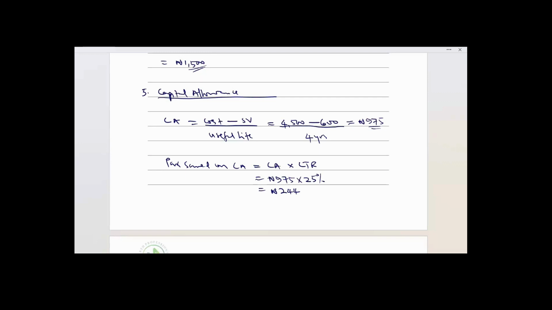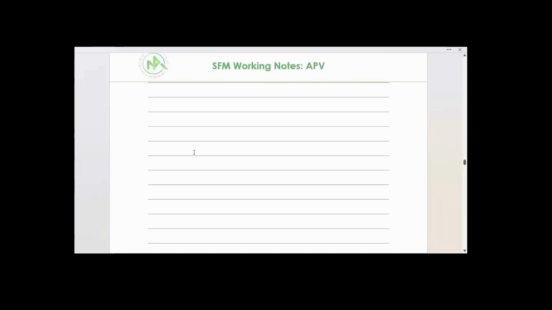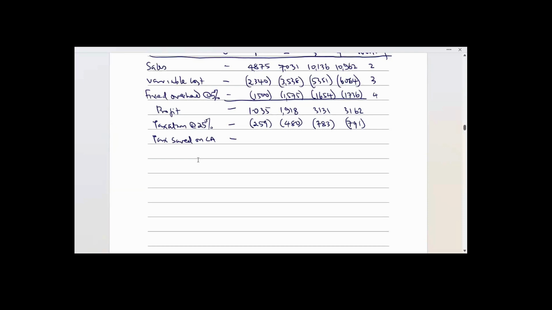All right. So let's go and post 244 for each year, then the final year 243 to make up 975. So it's a claim of 244, 244, 244, then the final year 243. That will make up the total capital allowance of 975 for number 5.